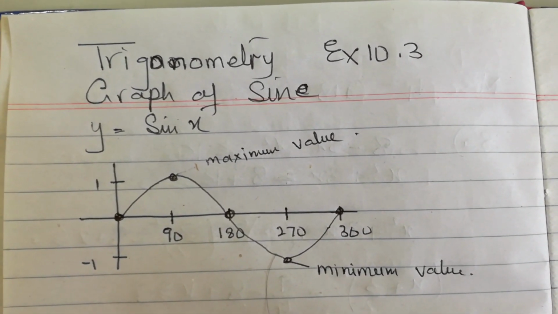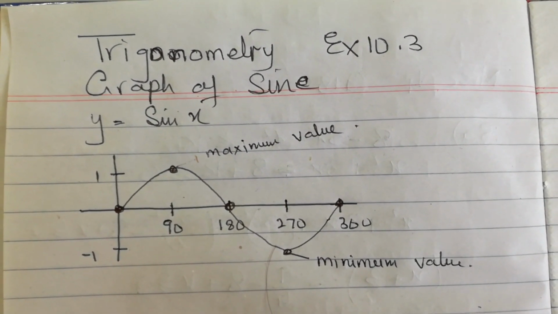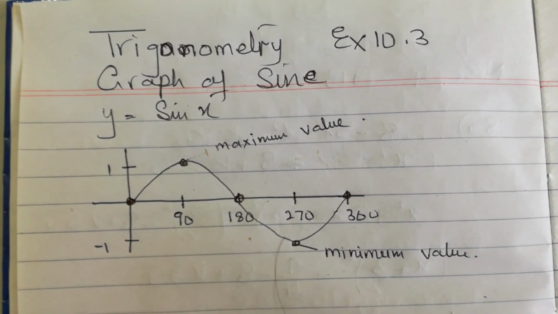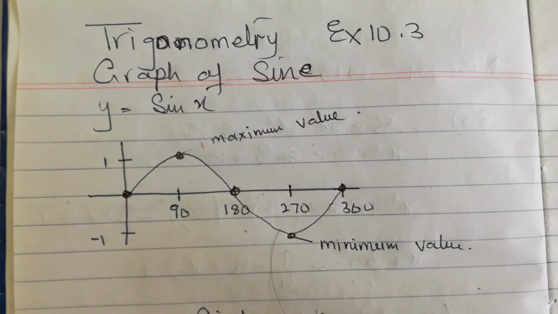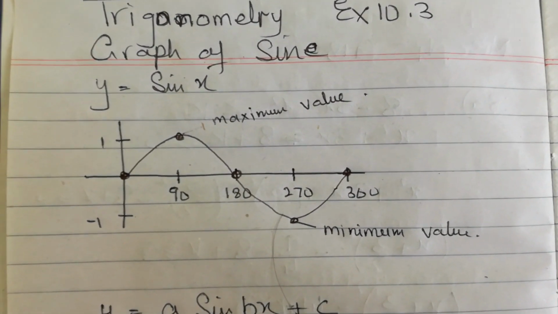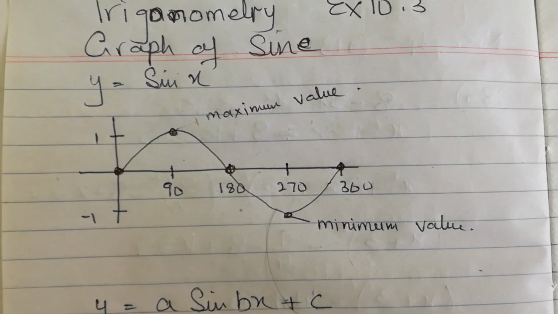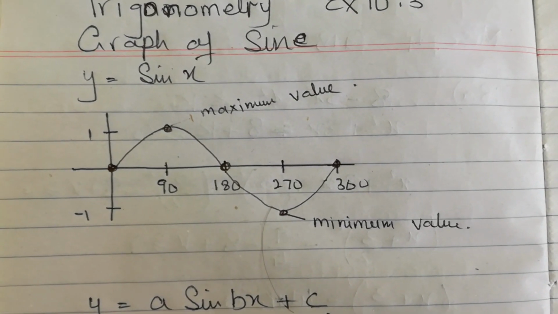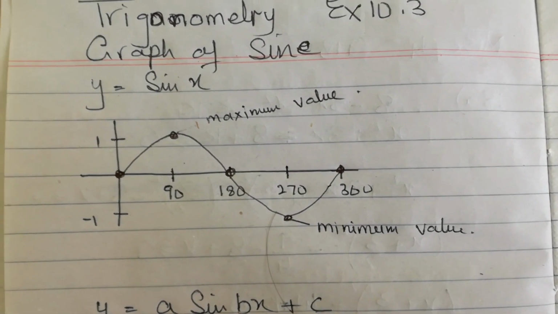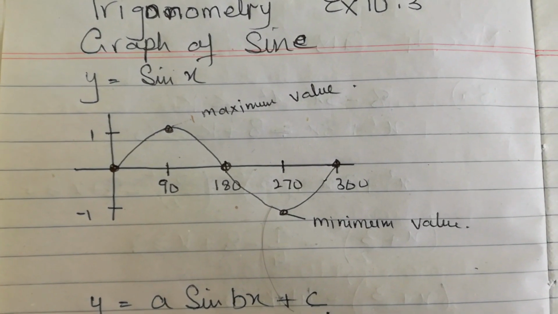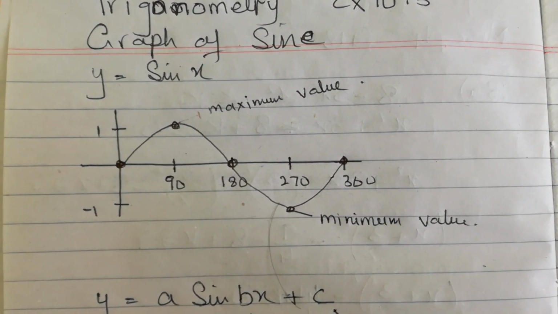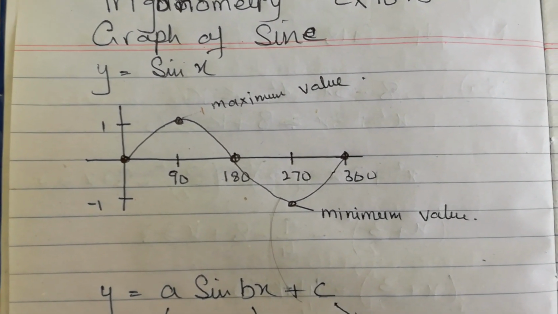Today I will teach you how to sketch the graph of a trigonometric function. I have taken an example of the sine function. You all must know that when we are sketching a curve, we do not plot with the help of a table. Rather, we just focus on a few key points. We mark those points and then we complete the shape of the curve.